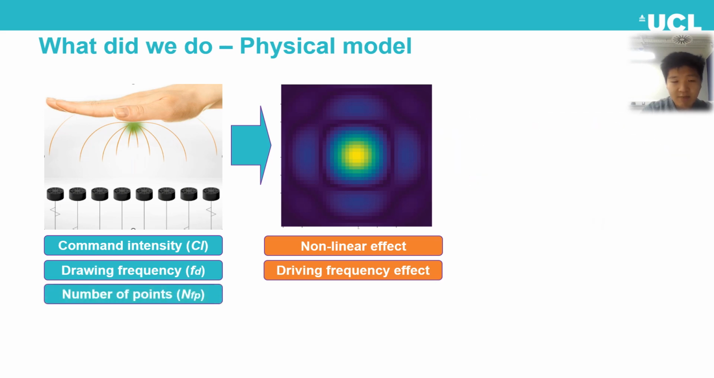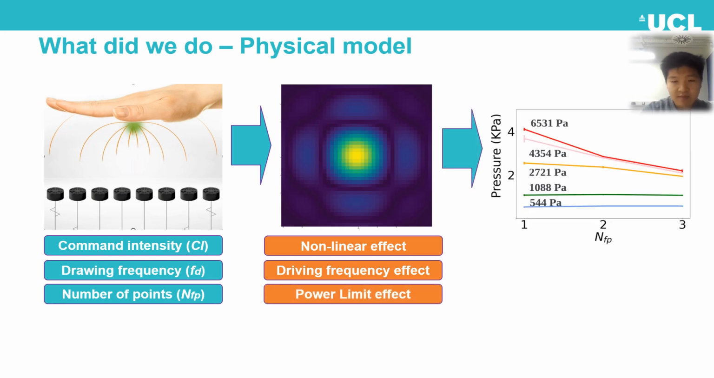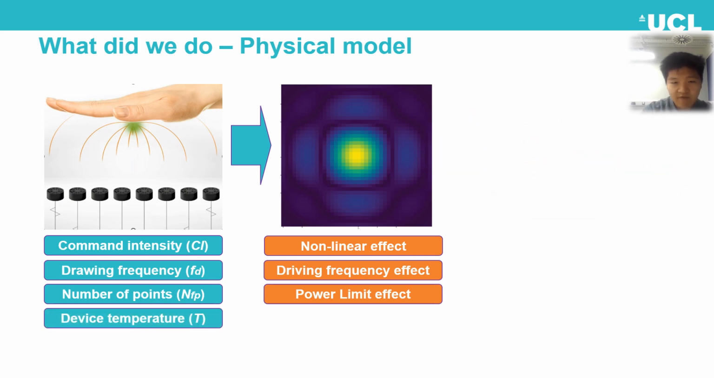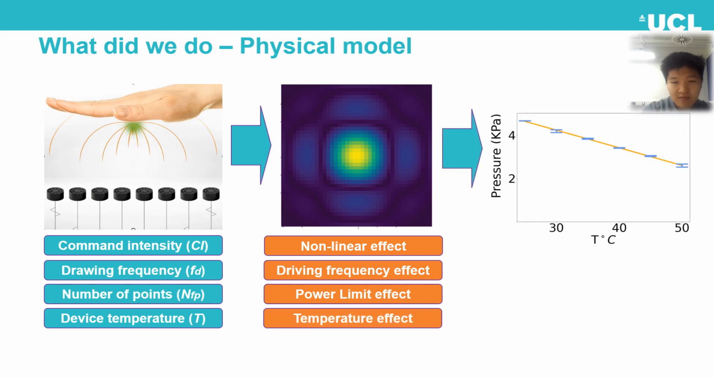Subsequently, the number of focal point conditions were mapped to the power limit effect, which illustrates the pressure that has been measured at each different number of focal point cases under different commanding intensity conditions. And finally, the device temperature was mapped to the temperature effect, which shows the pressure that has been measured at different temperature cases when doing the experiment.